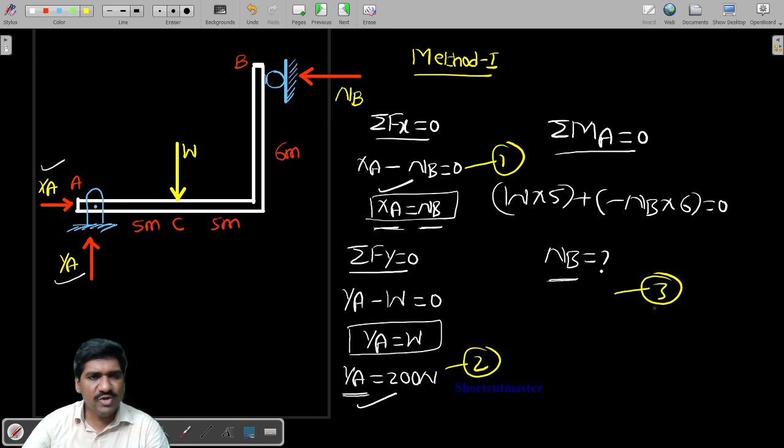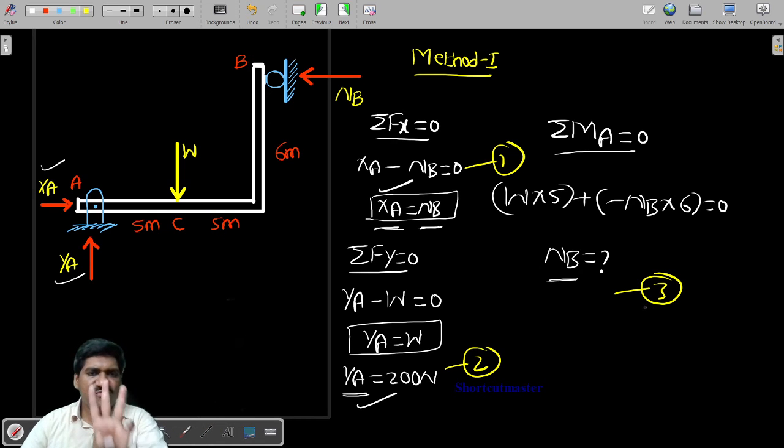Is there any alternative method? Yes, we have. But the point is, two principles are there: one is the two-force principle of equilibrium, and the second is the three-force principle of equilibrium. Listen carefully: what does the three-force principle of equilibrium say?